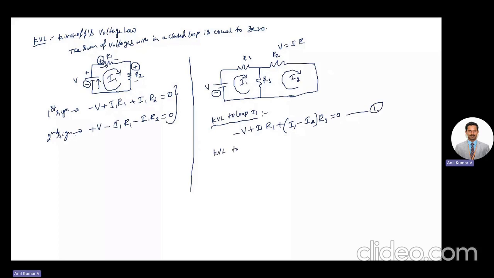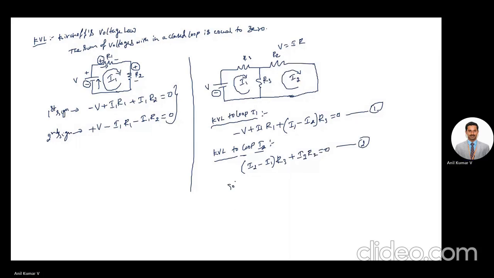Similarly, if I go with KVL to loop I2, in the loop I2 you have only two components, that is R3 and R2. Again your R3 will come in between both the loops. Since you are applying KVL for loop I2, you need to take that loop current as positive. So I2 minus I1 into R3 gives the voltage across your R3 resistor, then plus across R2 only I2 will flow, so it will be I2 into R2, that will be equal to 0. These two are the equations you get when you apply KVL for loop 1 and loop 2.